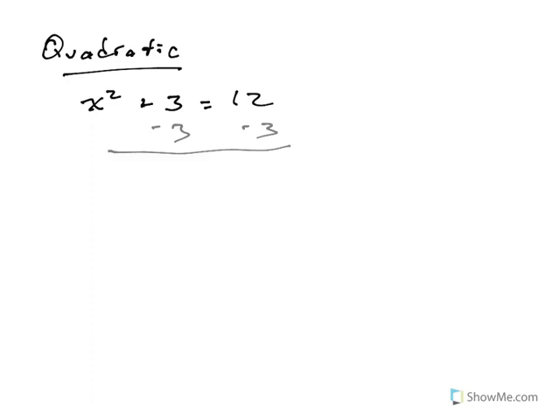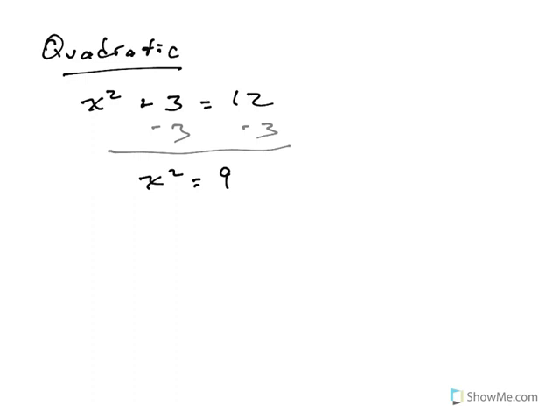Bring the 3 over to the other side. I'm left with x squared equals 12 minus 3, which is 9. And now here's the difference between a quadratic type equation and a regular algebra equation. I don't have a term that says x equals a number. I have x squared equals a number. And so it's fairly easy to answer this.